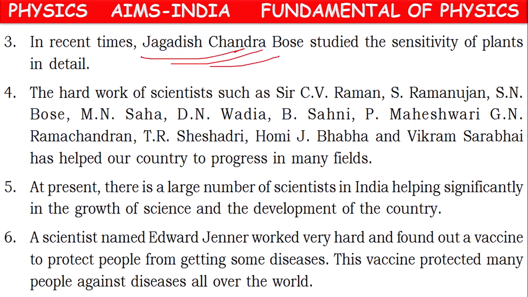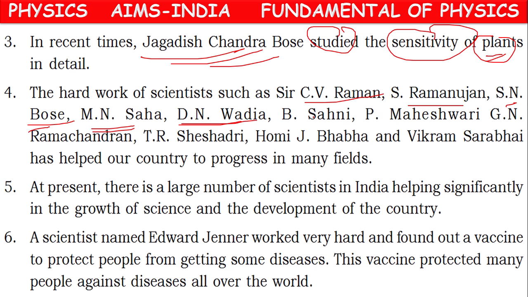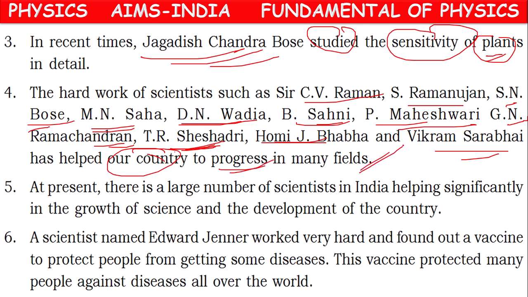So Jagadish Chandra Bose studied the sensitivity of plants. Sir C.V. Raman, S. Ramanujan, S.N. Bose, M.N. Saha, D.N. Wadia, B. Sahni, P. Maheshwari, G.N. Ramachandran, T.R. Seshadri, Homi J. Bhabha, Vikram Sarabhai. These are all the Indian scientists who helped a lot, who helped our country to progress in many fields.